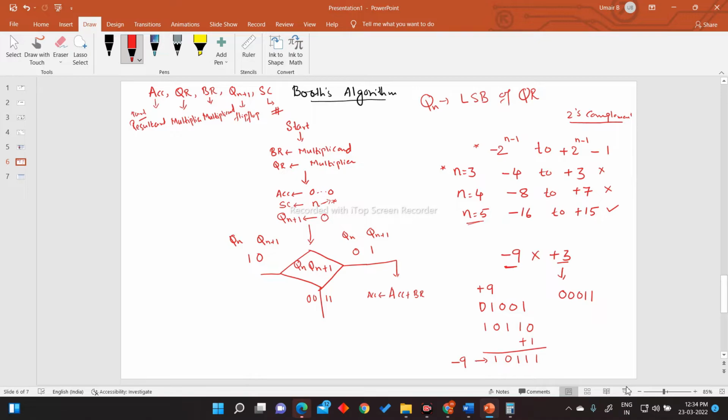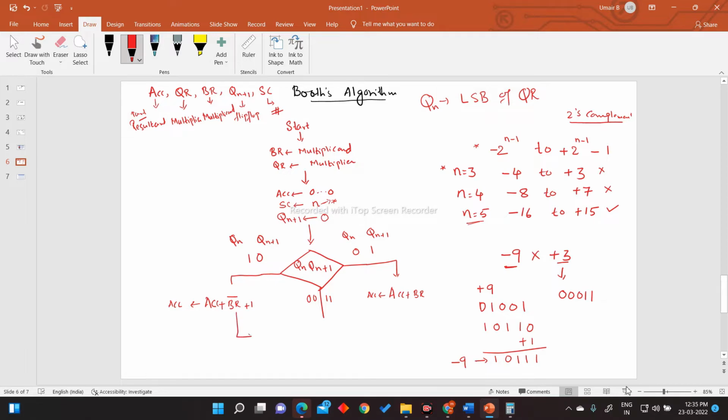Now if Qn is 1 and Qn plus 1 is 0, then you are supposed to carry out an operation: the accumulator content you add with BR bar plus 1, right? So accumulator content is added with the 2's complement of BR. Again save the result in AC, right? If it is 0 0 or 1 1, then you should not do anything to the accumulator register.